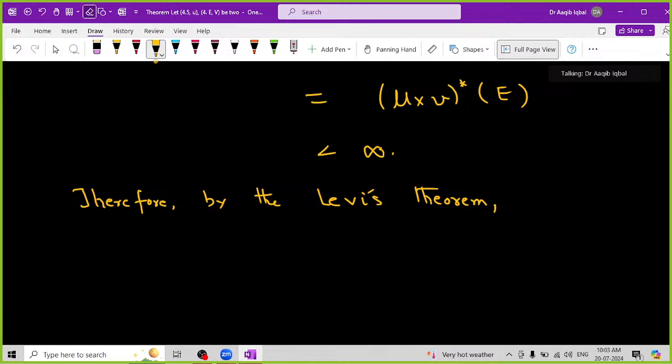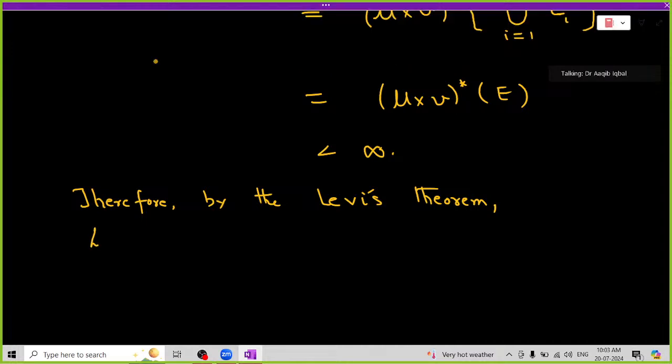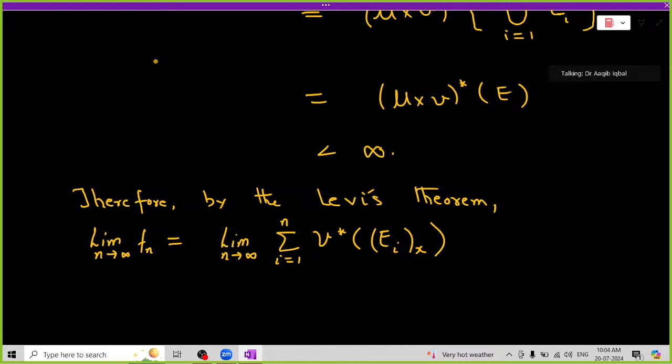We are utilizing both things here: Levy's theorem offers two things and both will be used. Limit n goes to infinity of fn, and what is this equal to? This is equal to limit n goes to infinity of fn, where fn is summation i runs from 1 to n of nu star e sub i x. I can write this as a summation because it is a positive term series, so this is the limit of the nth partial sum.